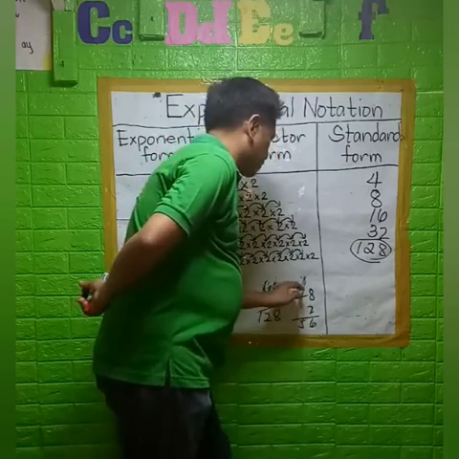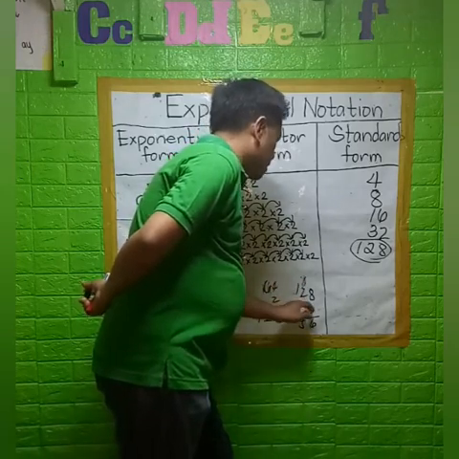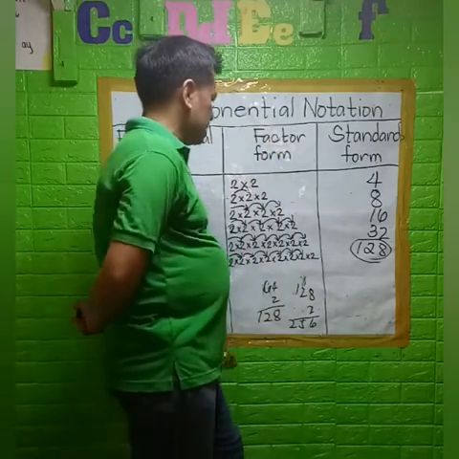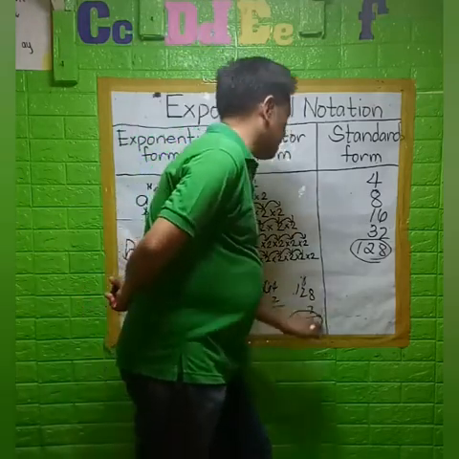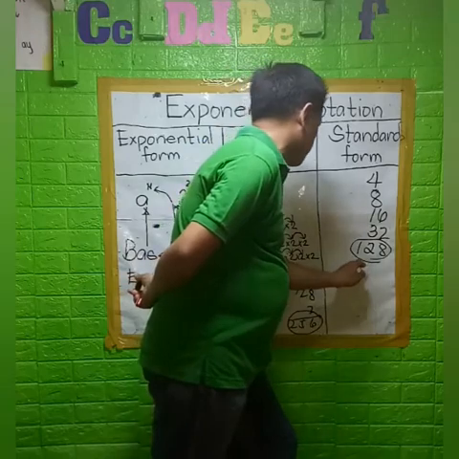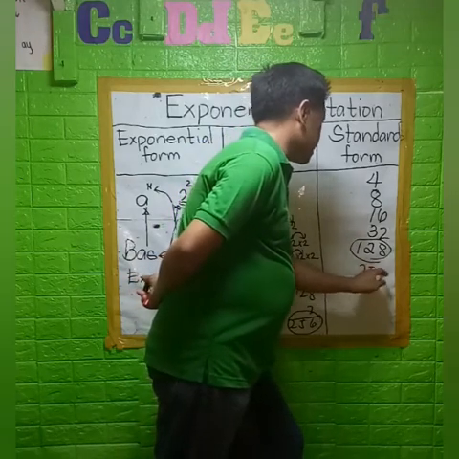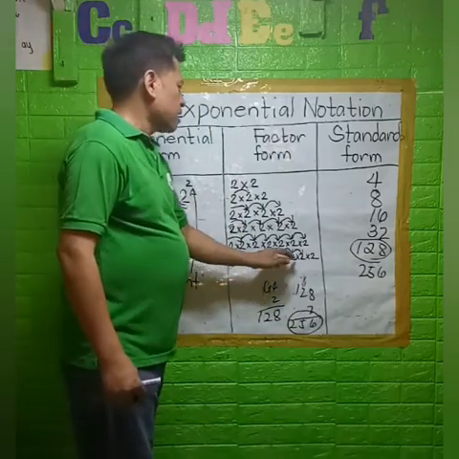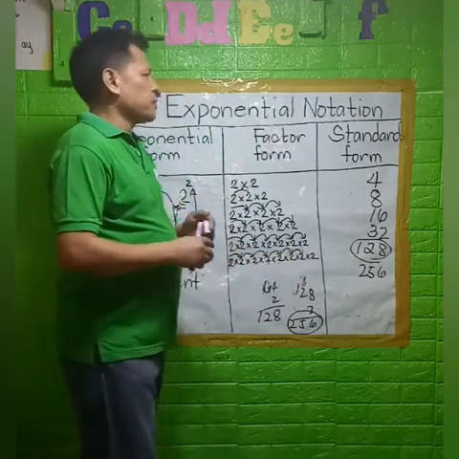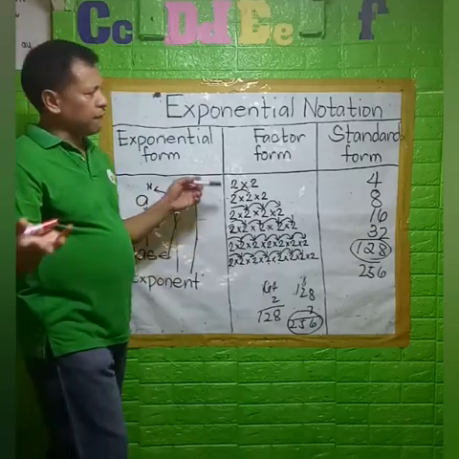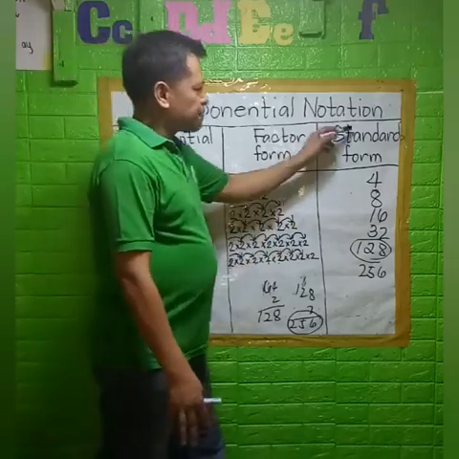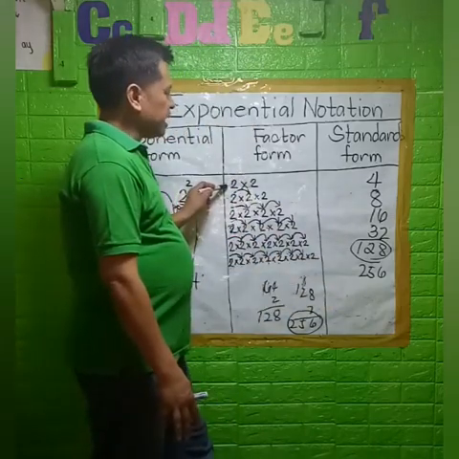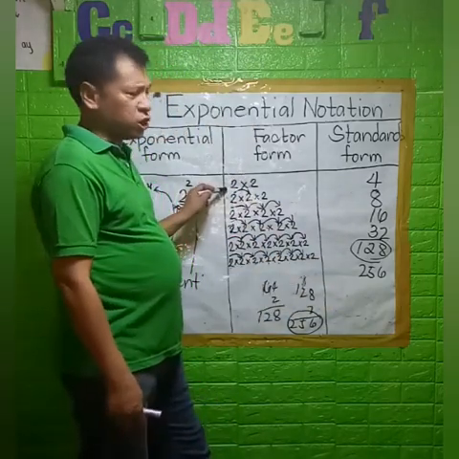2 times 2, that is 4, plus 1, that is 5. Then 2 times 1, that is 2. Or 1 times 2, that is 256. So that is the product of this expanded notation, which is 2 times 2 times 2 times 2 times 2 times 2 times 2 times 2. So we were able to find the product or the standard form by multiplying this expanded notation.